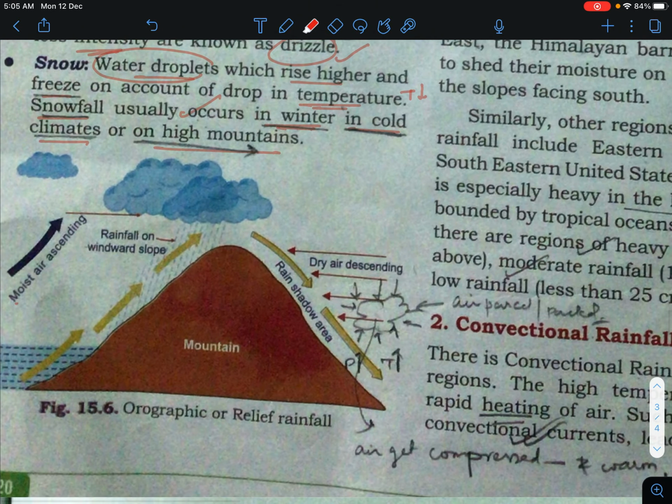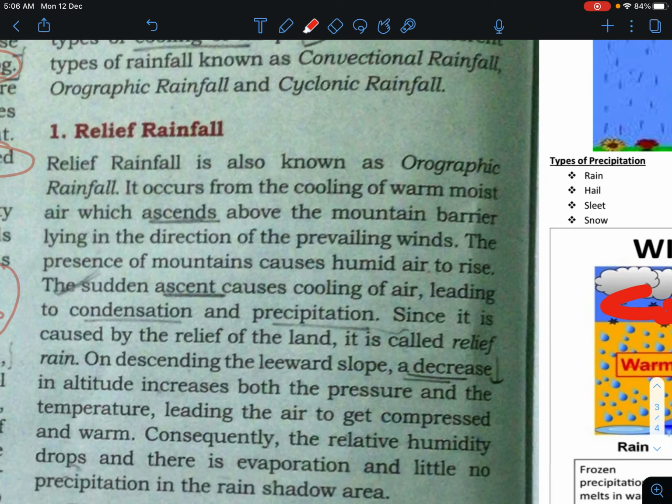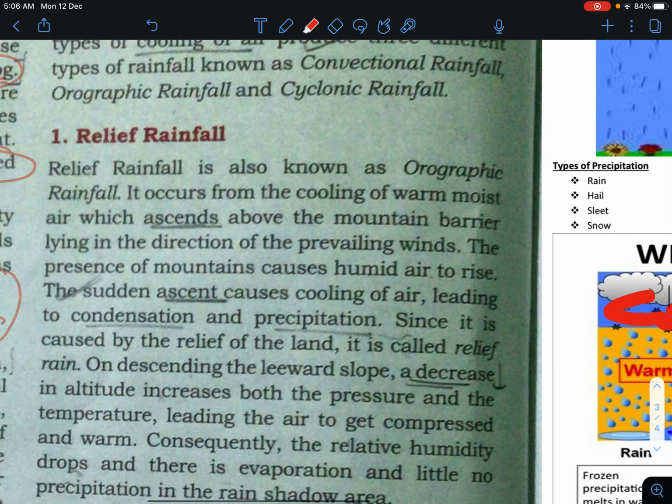Moist warm air is going to ascend on the windward side of the mountain, lying in the direction of the prevailing wind. So we are talking about the direction of the prevailing wind and the presence of a mountain. The windward side of the mountain causes humid air to rise. Due to the presence of the mountain, this makes the air rise above the mountain.